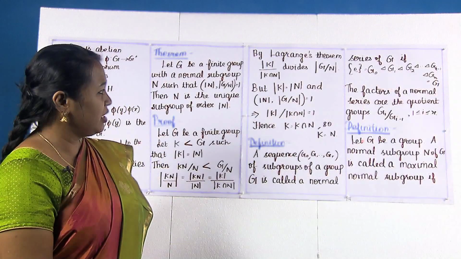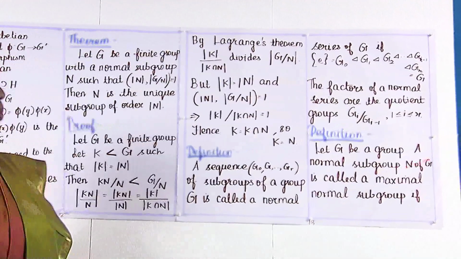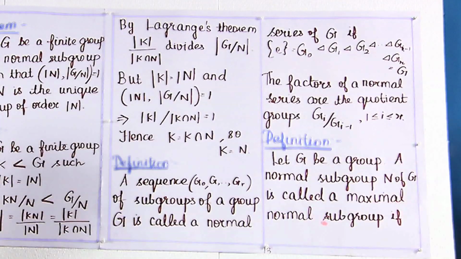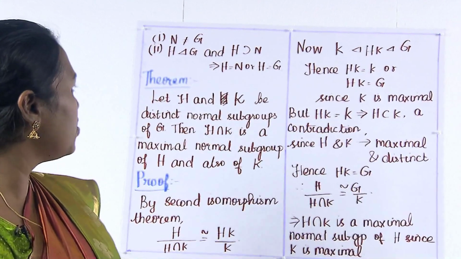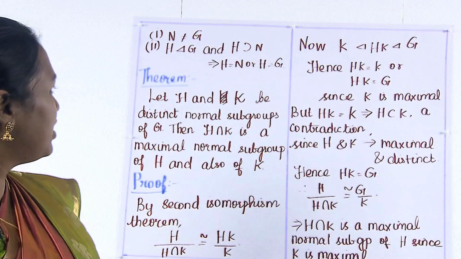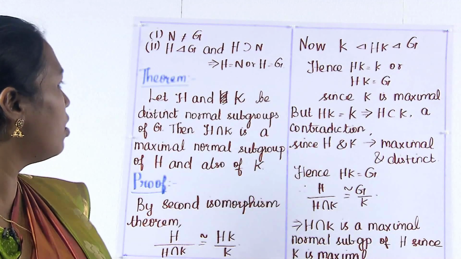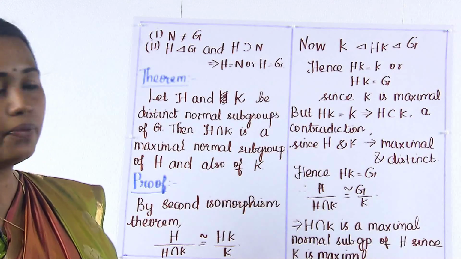The next definition: let G be a group, a normal subgroup N of G is called a maximal normal subgroup if number 1, N is not equal to G, and H is a normal subgroup of G and H contains N, which implies that H is equal to N or H is equal to G. We shall now see a theorem. Let H and K be distinct normal subgroups of G, then H intersection K is a maximal normal subgroup of H and also of K.